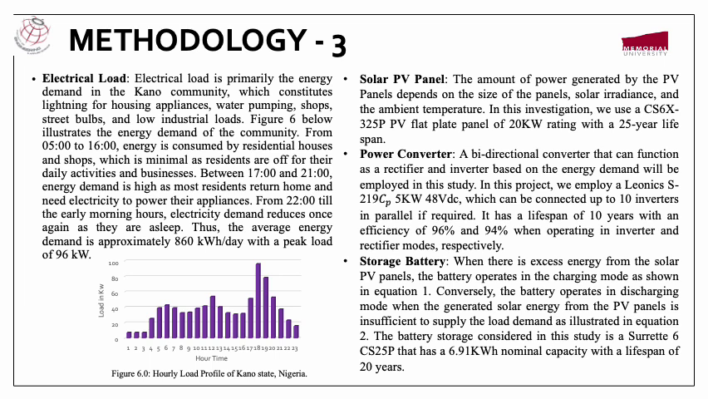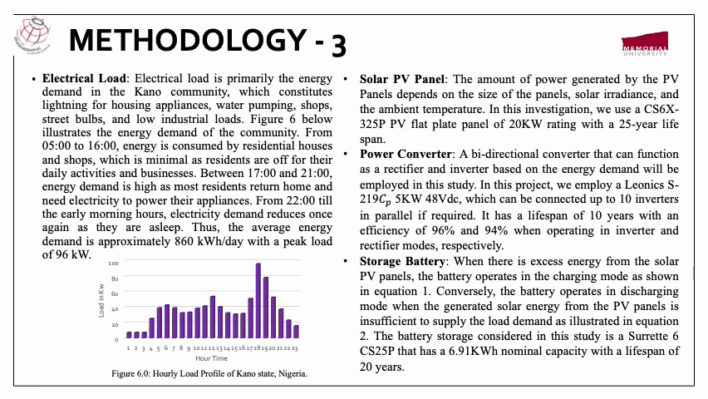And we were able to study the pattern of energy demand in the community over a period of time, and we were able to come up with a graph as we see in figure 6. In summary, we see that the average demand of this community is about 860 kilowatt hours per day with a peak load of 96 kilowatts.